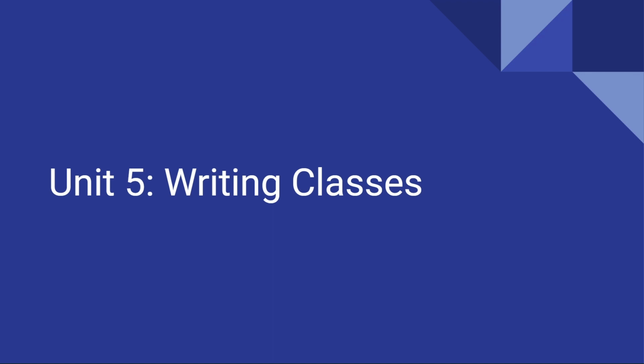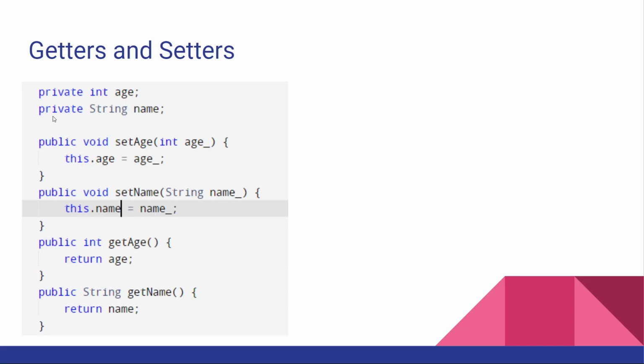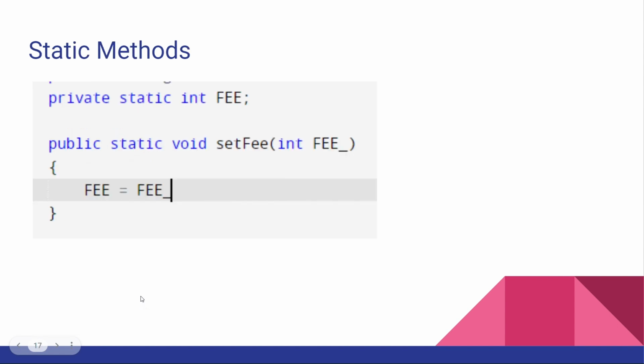So now let's do Unit 5, writing classes. When writing classes, you've got to know your getters and setters. Oftentimes you're going to want a method that can return the age value, or you can set the age value and other instance variables. In this instance, we can't directly call them as they're private, meaning we can't access them. We need to use setName, getAge, getName, and these methods to do it.